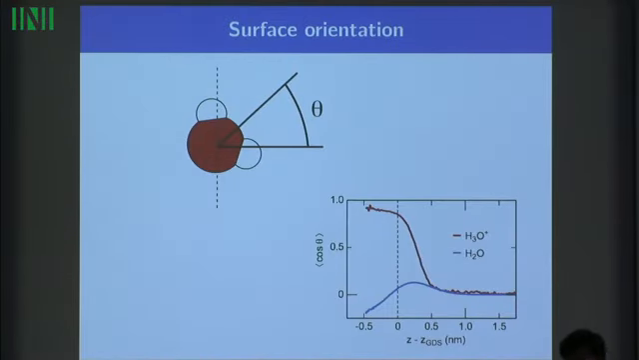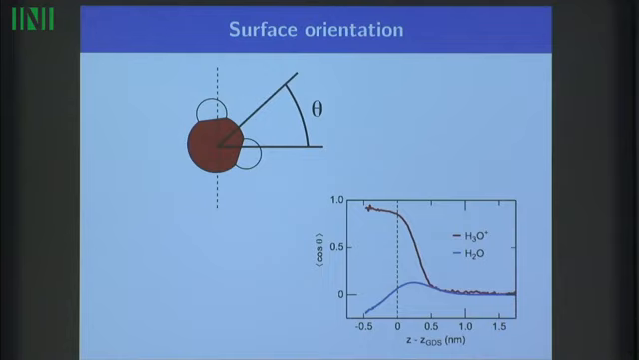So what is actually the mechanism that drives the adsorption of the H3O+ to the interface? The first thing that we looked at is the orientation of these molecules. We define an angle for every molecule, which is simply the angle between the dipole moment and the normal to the surface. And this we can calculate for both H2O and H3O+.